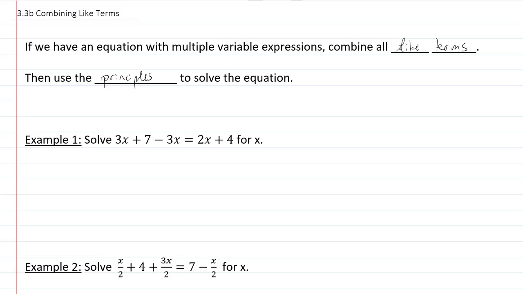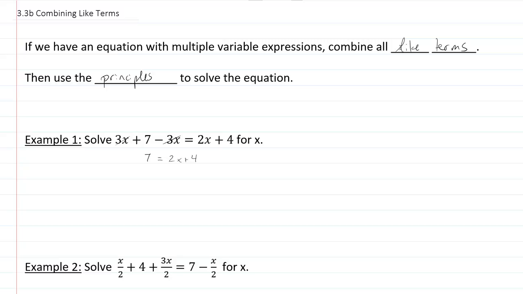So example 1, if we look at the left side here, it has two like terms, 3x and negative 3x. Well, why don't we combine them? So 3x minus 3x is 0x, right? So we can just effectively cancel these. This is a nice case of this happening. 7 we don't do anything to, and we didn't do anything to the right-hand side, so we just bring it down. Now we can just use the principles of before to solve the rest of the equation.